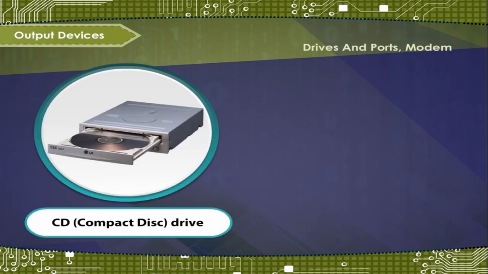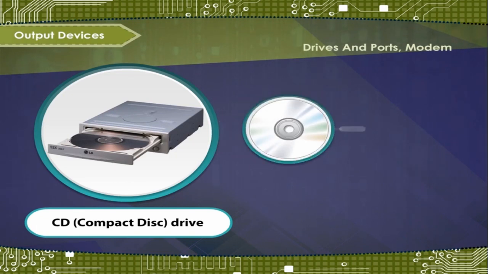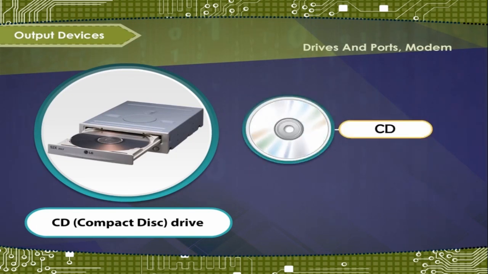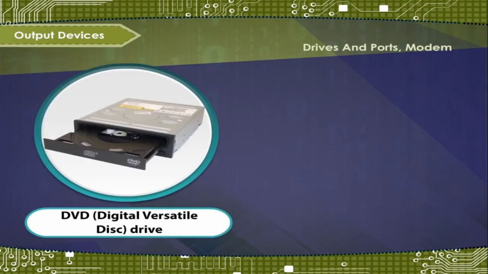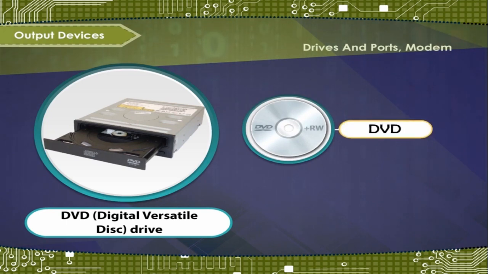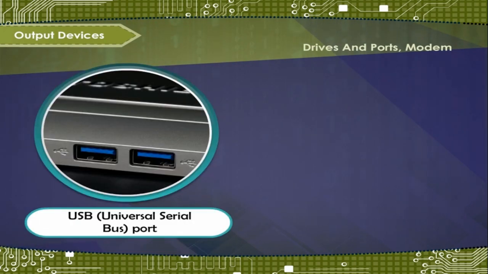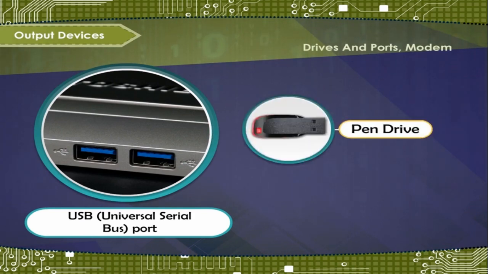Drives and ports, modem. CD, compact disc drive. This device is used to read the content of a CD. DVD, digital versatile disc drive. This device is used to read the content of a DVD. USB, universal serial bus port. This device is used to connect a pen or a flash drive or any USB device.